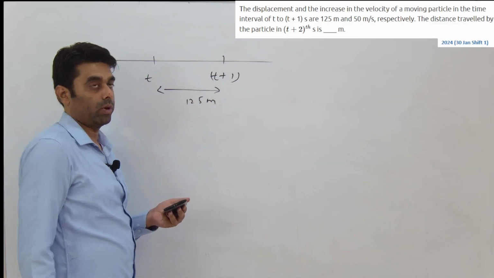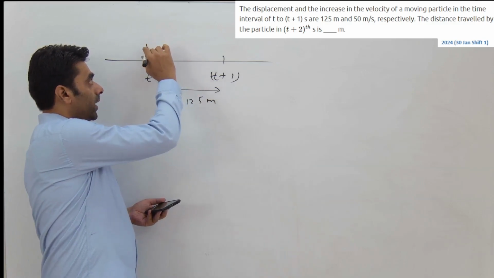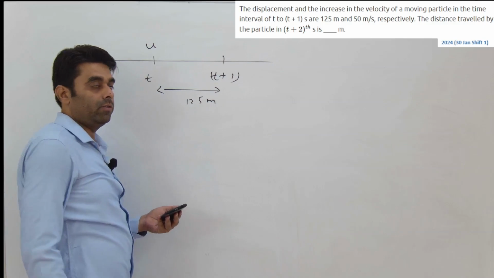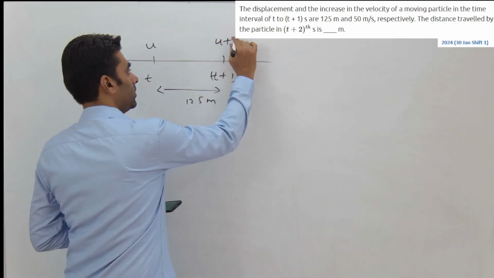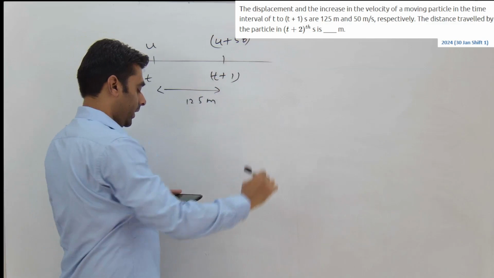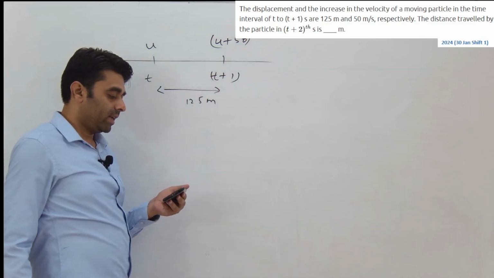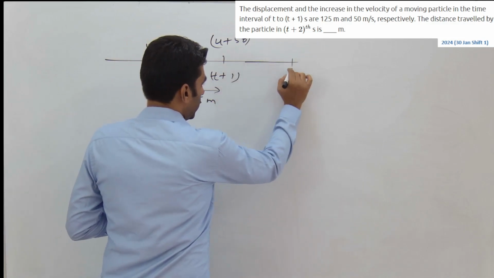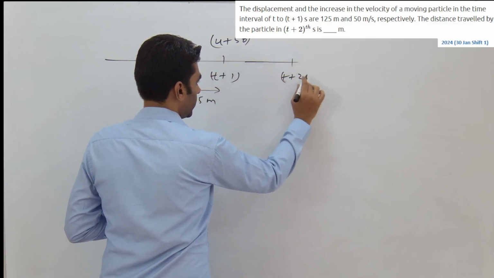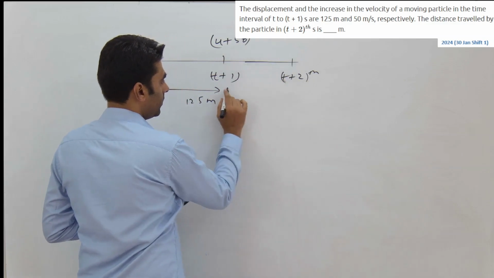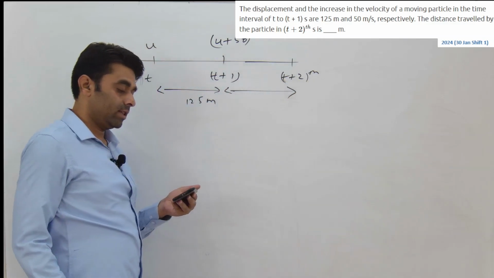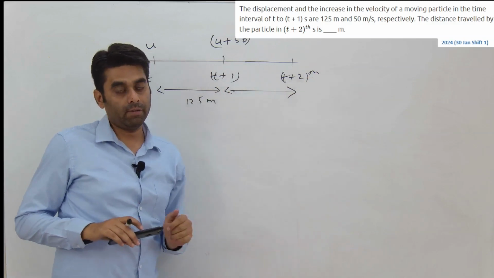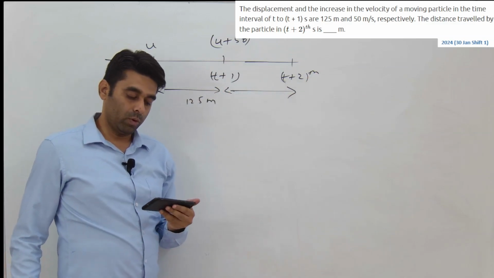Okay. So let's suppose over here I assume the speed to be u, that means at the tth second, if I assume that the speed is u, over here the speed will be u plus 50, right? It says the distance traveled by the particle in the t plus 2th second. That means this is t plus 1 second, t plus 2th second. In this interval they are asking us the distance traveled, the next second after t plus 1. Okay. Now, how to do?